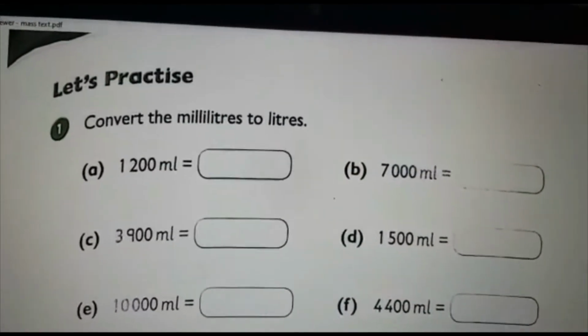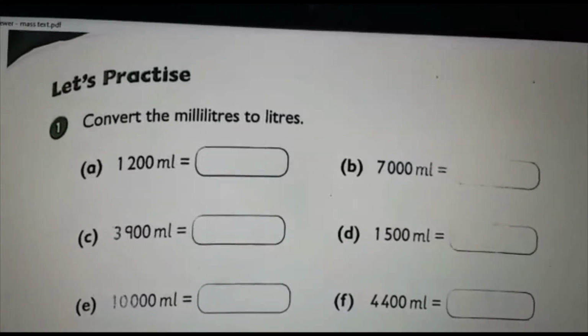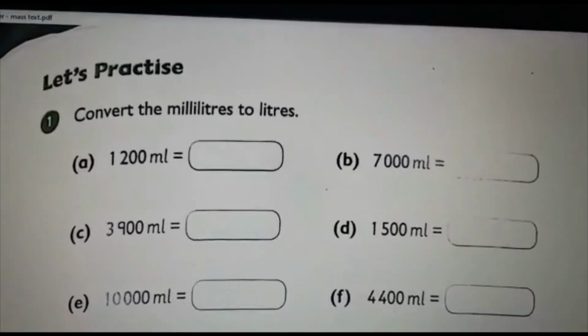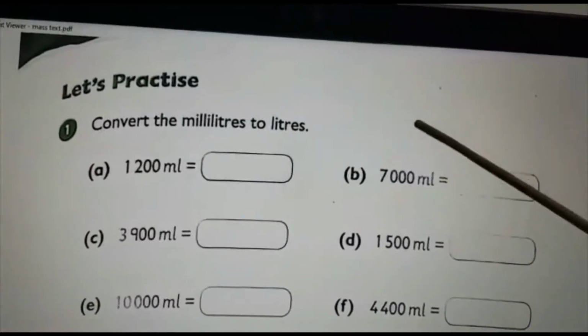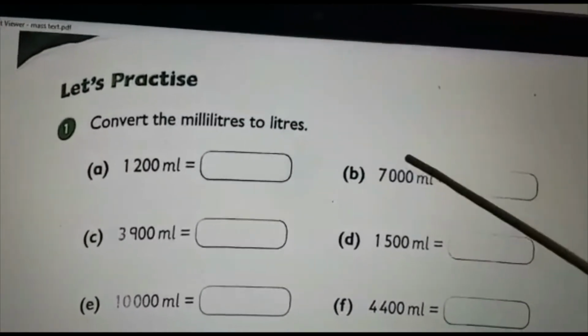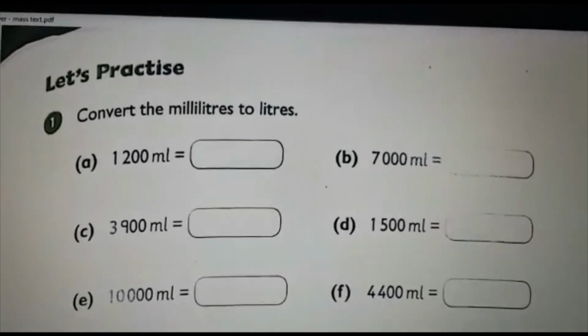And what is the conversion number? The conversion number is 1000. Okay. So it is very easy for you. From big to small unit, we will multiply. Small to big unit, we will divide. Only keep this in your mind.